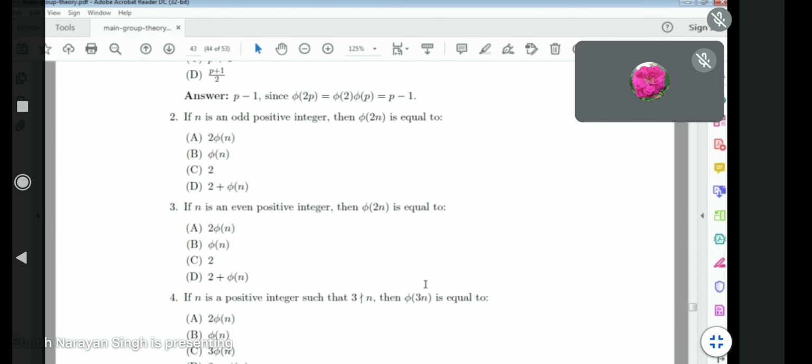Then you apply your phi, because in that case GCD of 2 power k plus 1 and m is equal to 1. Then you can use your property of multiplicative function, and you can write phi of 2 power k plus 1 into phi of m. उसके बाद प्रोसीड करो, क्या है?